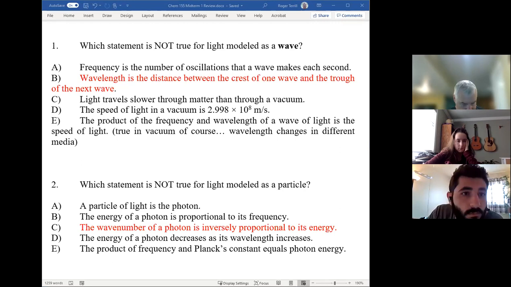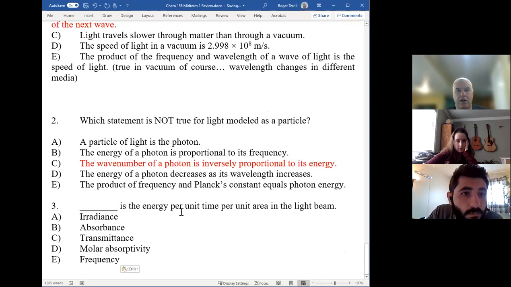Here's a good one. No one will ever ask you this. What is the energy per unit time per unit area in a light beam? Radiance, absorbance, transmittance, molar absorptivity, or frequency? Well, that's easy because we're talking energy per unit area, right? So it's got to be radiance here.